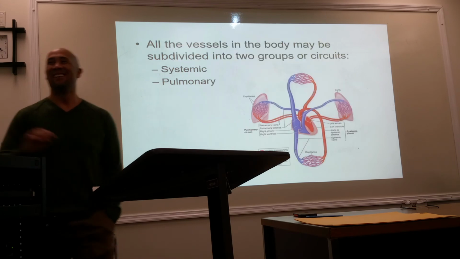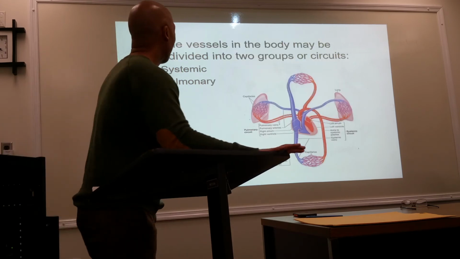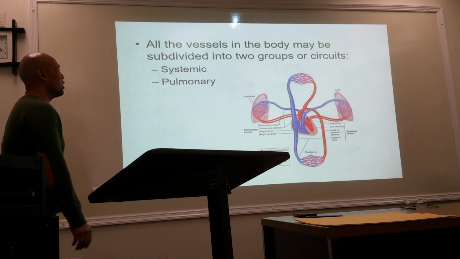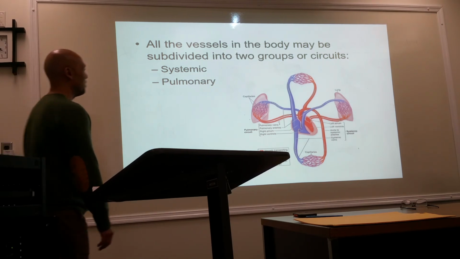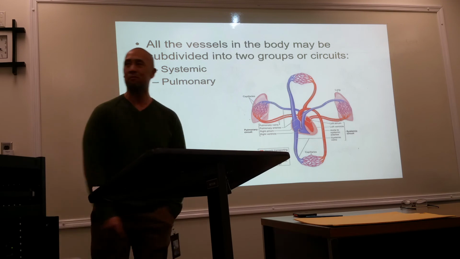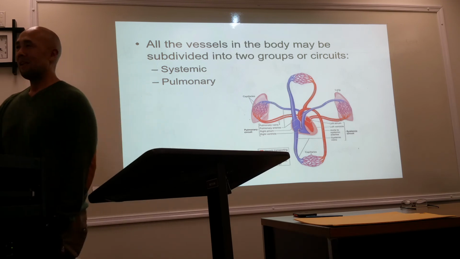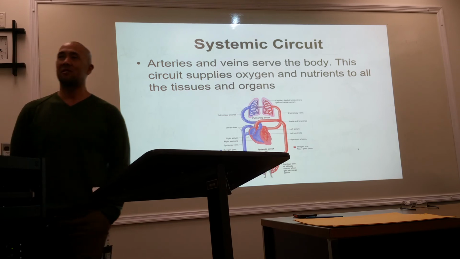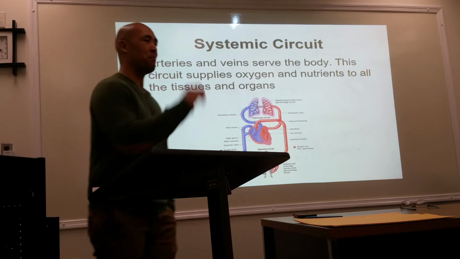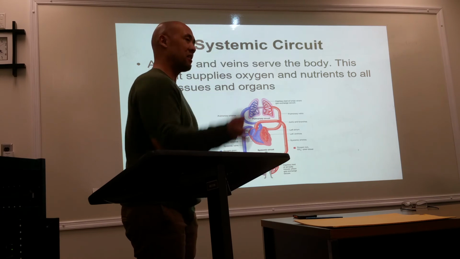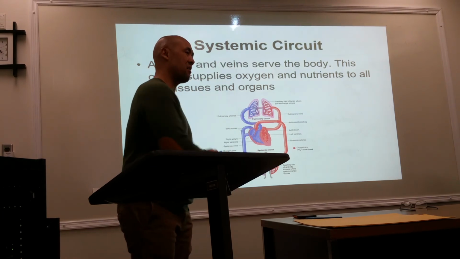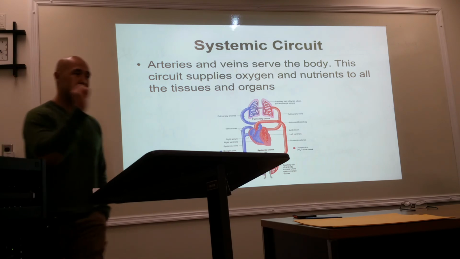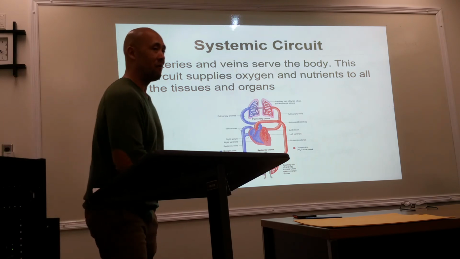All right. All the vessels in the body may be subdivided into two groups or circuits. The first one is systemic. The second one is pulmonary. The systemic circuit are your arteries and veins that serve the body. They are the ones that carry blood to your vital tissues and organs and away from your body's vital tissues and organs. Okay, so that's the actual circulation of blood.